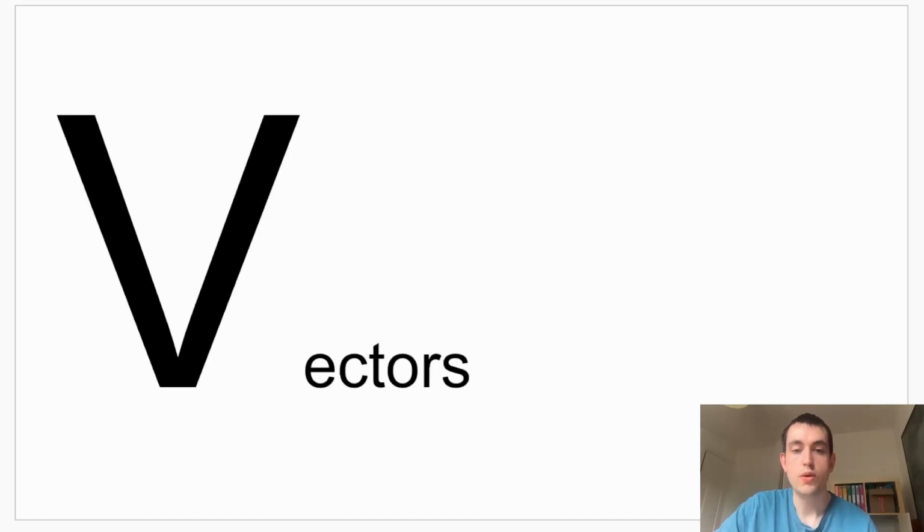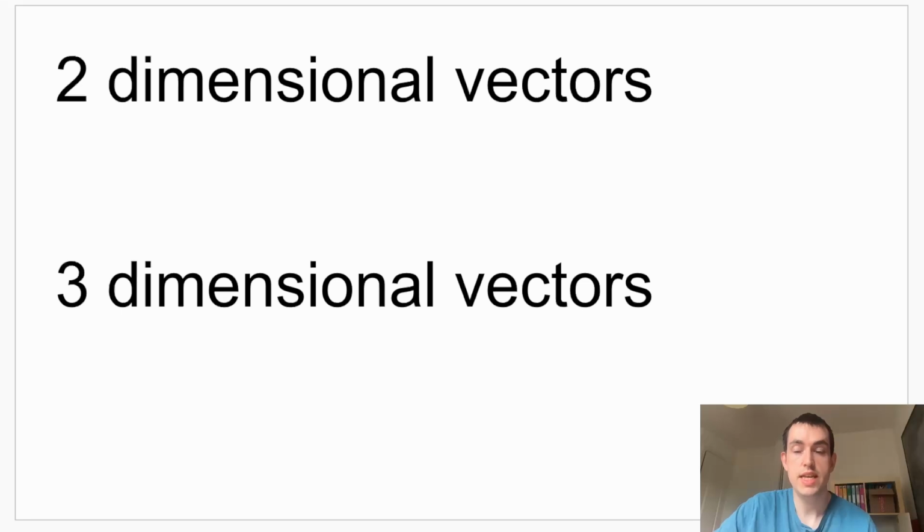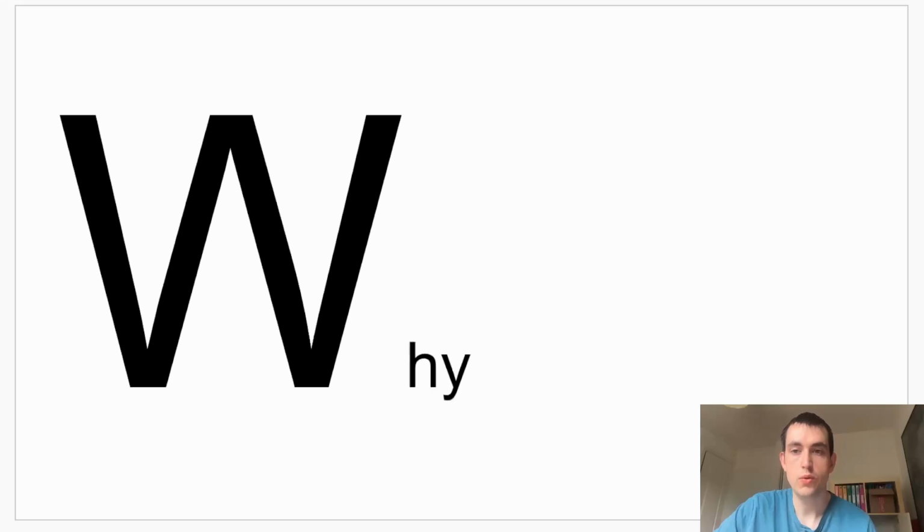V is for vectors. In GCSE and in the first year of the A-level course, you look at two-dimensional vectors. While going into year 13, you get to see three-dimensional vectors. How exciting.